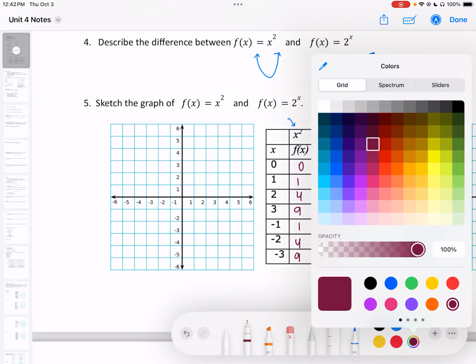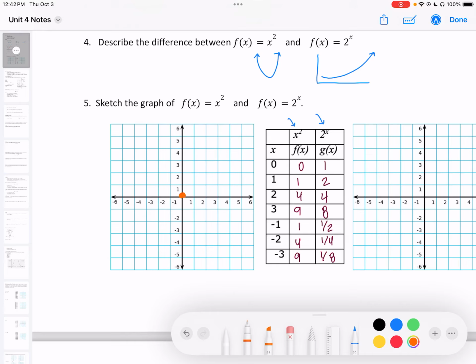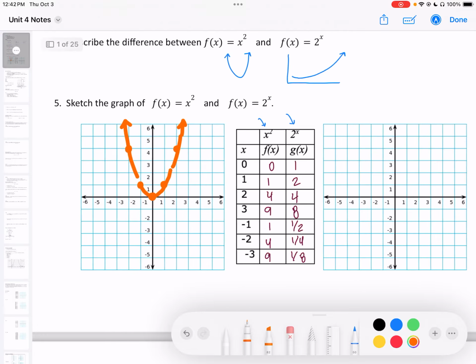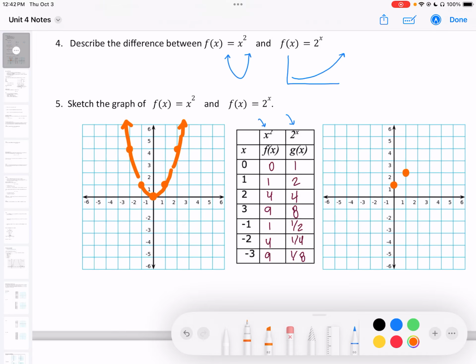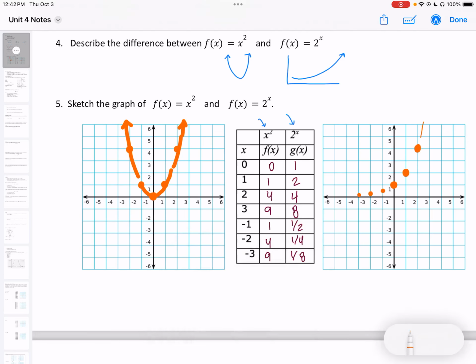I'm going to change my colors here again. So here we have 0, 0, 1, 1, 2, 4. Okay, so that's your quadratic. We know what those look like at this point. We've worked with those quite a bit. And then 2 to the x. I'm going to start with 0, 1, 1, 2, and 2, 4. And then notice at negative 1, I'll be at a half, and then at a fourth, and an eighth. So notice that it is getting much smaller and closer to 0, but not actually touching 0. Okay, that's going to be really, really important for us.